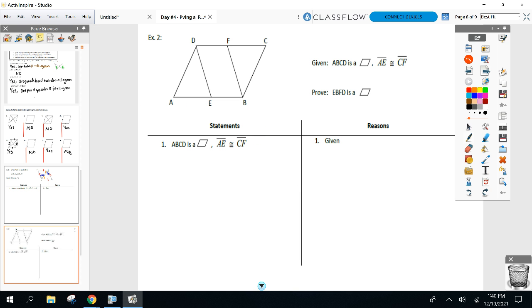I only got 2 here today for you. I wish they were all as easy as example 1. How about this one, everyone? Given a parallelogram, prove the one inside is a parallelogram. I got AE and CF congruent. They gave me that for a reason. Everyone see where the parallelogram is? It's the big one, the original one here.